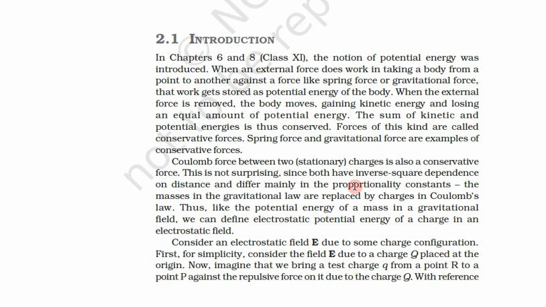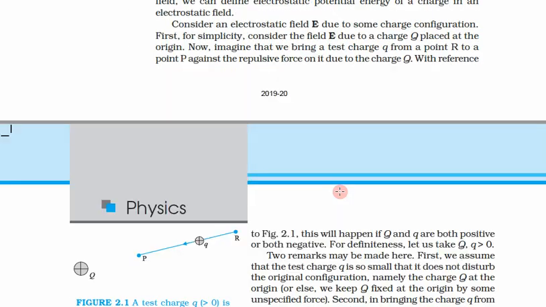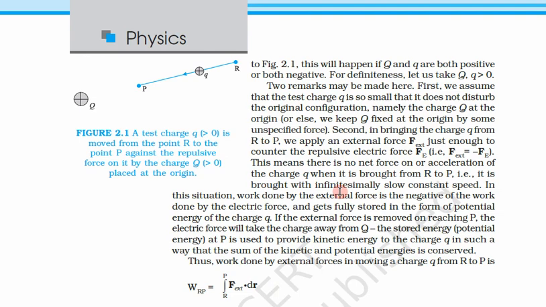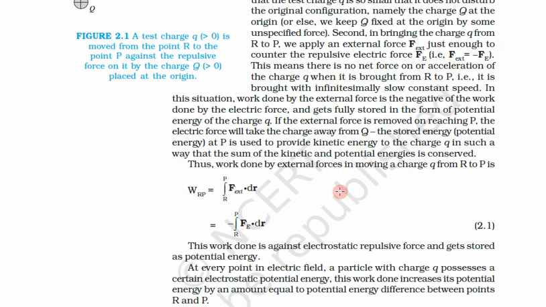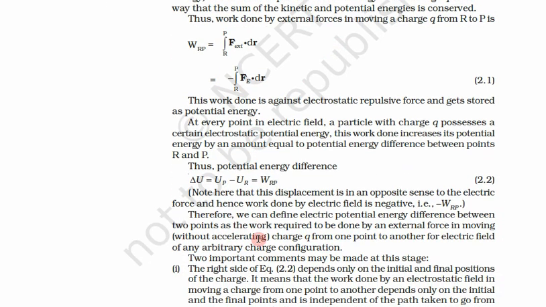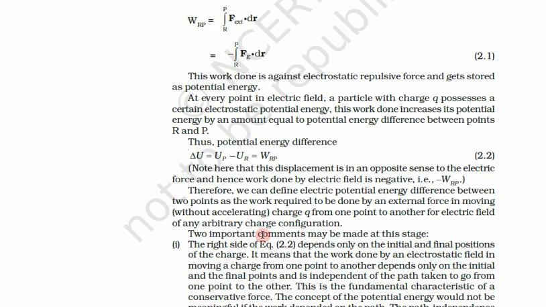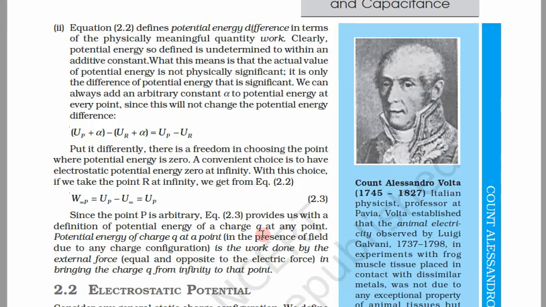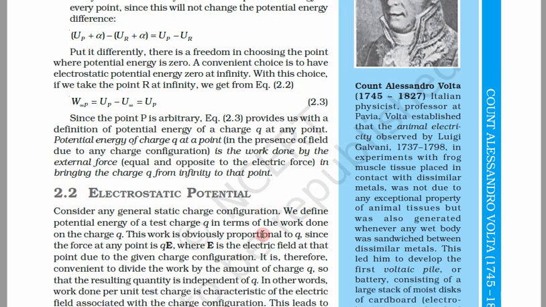In last class, we started chapter 2 and we learned about the electrostatic potential energy of a particle when it is placed in an electric field. We considered that this potential energy is due to the work done on this particle from bringing it from infinity to that point. The problem with this potential energy is that it was dependent on the magnitude of charge. So we calculated a new term, which is called electrostatic potential.